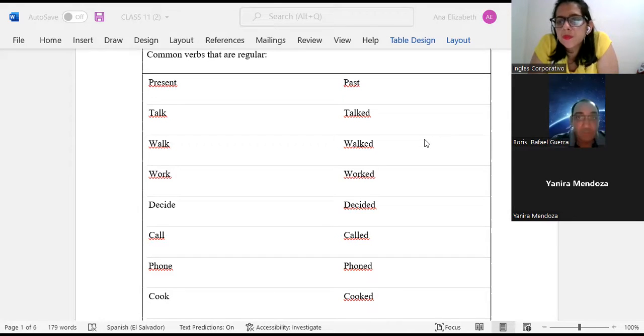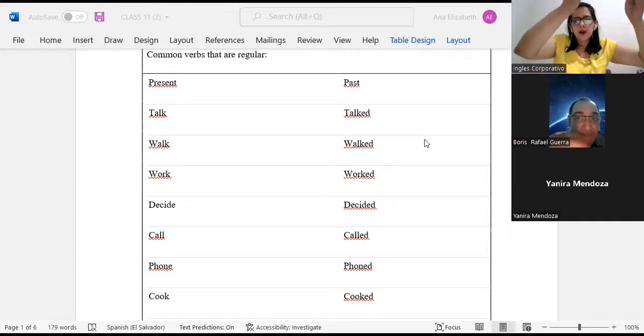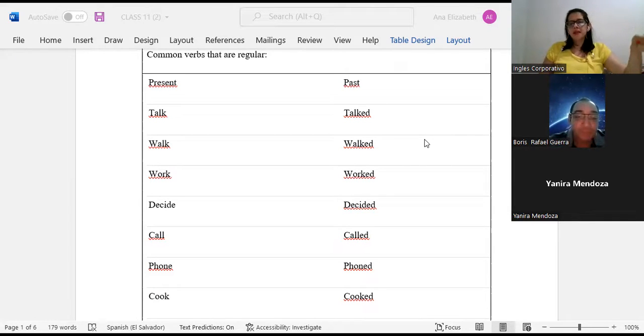Los verbos están en presente y pasado, ¿verdad? O sea, digamos los que están en esta columna, en la izquierda, present, ¿ok? En la columna in the right, ¿ok? Past. Ajá, Boris.